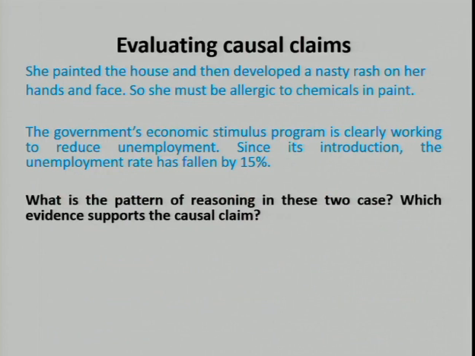So consider these two examples. Somebody paints a house, then develops a nasty rash, so must have been allergic. And then we have a second example. The government's economic stimulus program is clearly working to reduce unemployment. Since its introduction, the unemployment rate has fallen by 15%. Is that enough to support a causal claim, or what is the pattern of reasoning here? If a causal claim was being made, how would that be working? Can somebody identify a pattern in that?